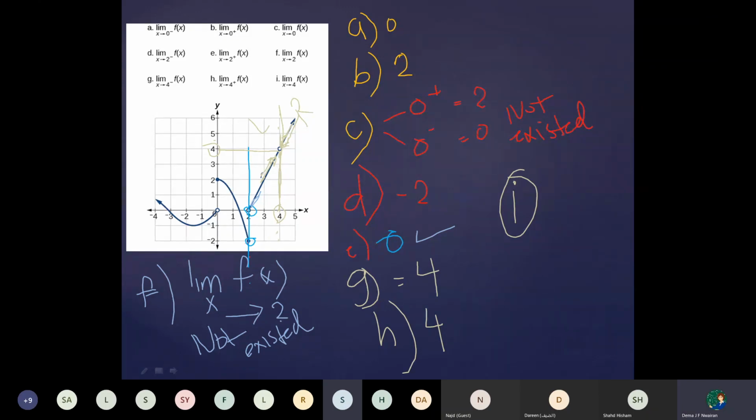Limit f of x when x approaches 4. Does it exist or not exist? Not exist. Why? To tell me if it exists or not, you have to check: is the limit from the right equal to the limit from the left?